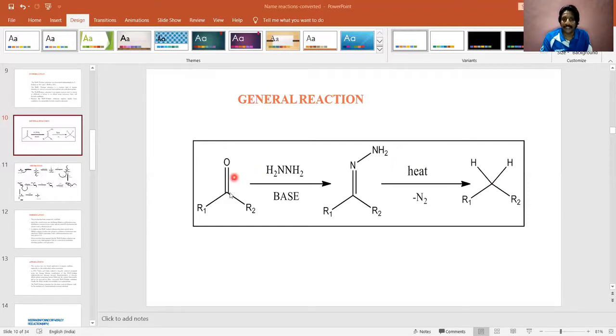Here is a reaction. This carbonyl compound, here I took ketone, is allowed to react with hydrazine. It will be converted into hydrazone. Later this hydrazone is reduced with the help of a base to form alkane. So the base used here is hydroxide ion, OH minus ion.